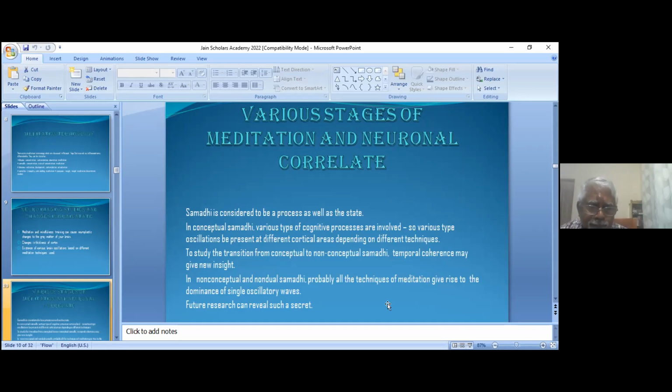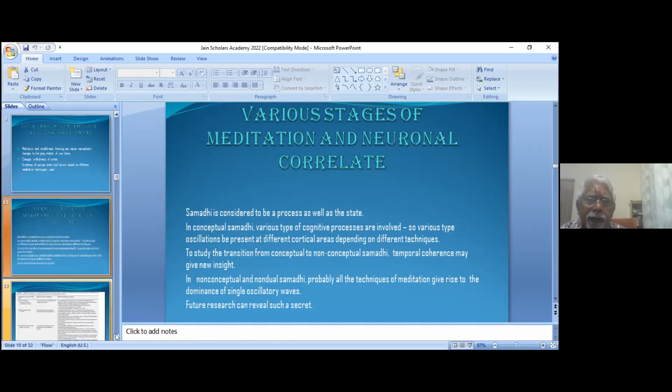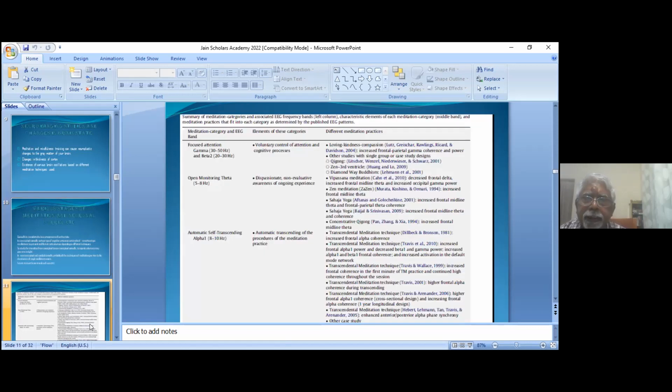So many people have a puzzle about how to really distinguish these states of meditation from a scientific point of view. Before that, let me show you how many techniques people use in different meditation. If we consider focused meditation, there is dominance of gamma waves, 30 to 50 hertz, and also beta waves, 20 to 30 hertz. And you can see many meditation techniques used from different schools, including the Jain school and different Hindu schools. Then in open monitoring, the theta wave is dominant, 5 to 8 hertz. And then in automatic self-transcending, the alpha wave, which is 8 to 10 hertz.